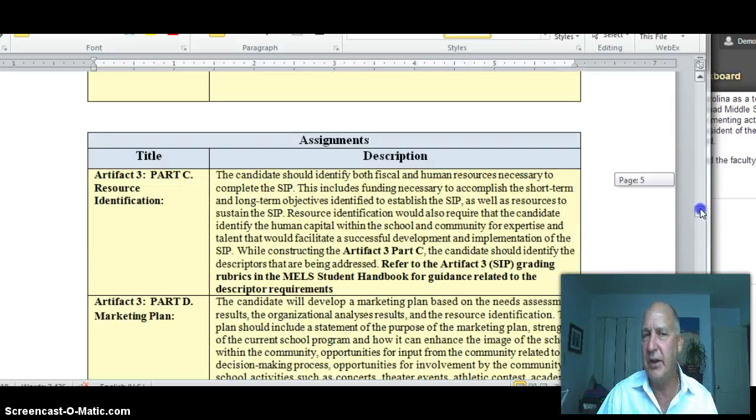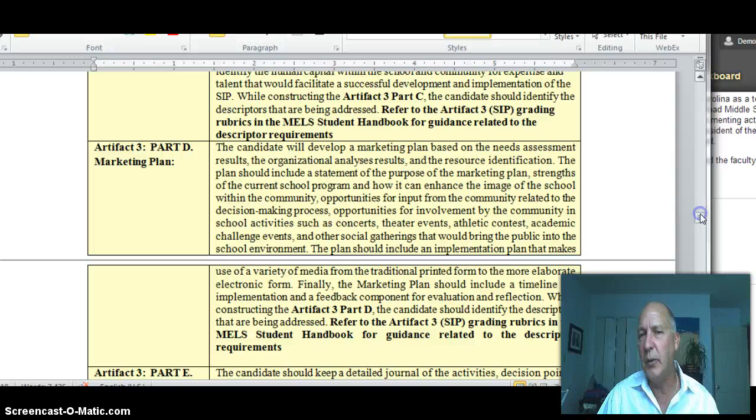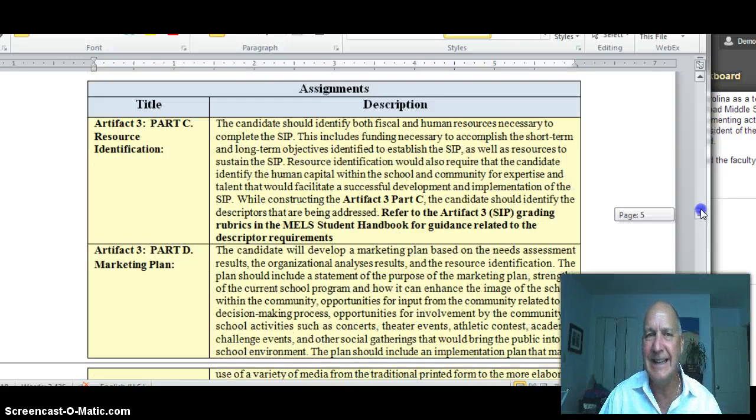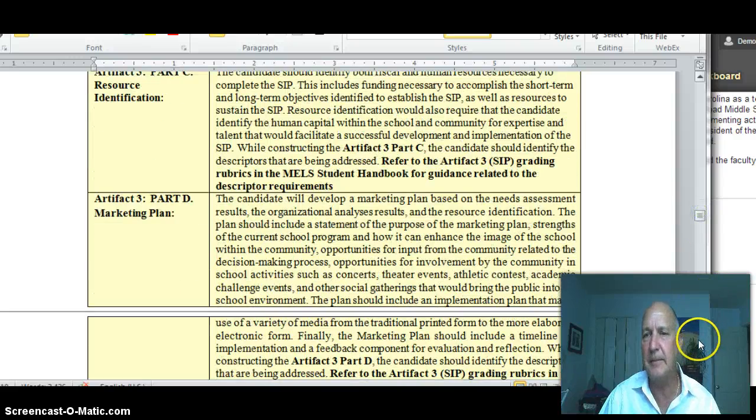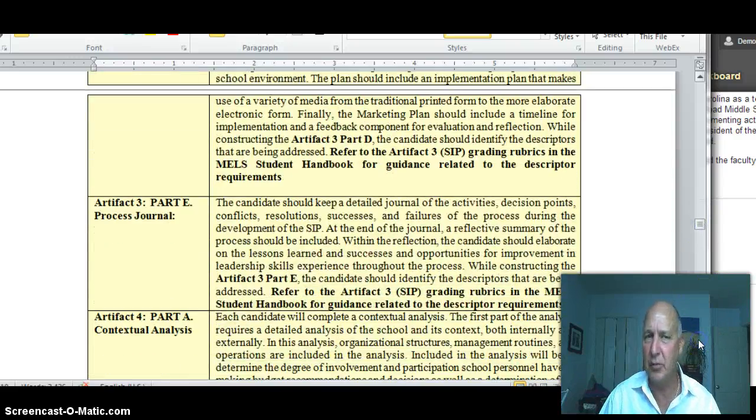The assignments, I've chunked them so that I want you to do the SIP, C, D, E together. We're going to do some peer reviews back and forth, and I'll speak about them individually, but then I want you to submit them to me in Blackboard together. C, D, and E, that is the SKIP part, artifact 3, part C, resource identification, D, the marketing plan, and E, your process journal and reflection. I'll ask you to submit those as, again, one piece in Blackboard. I'll show you where in just a minute.